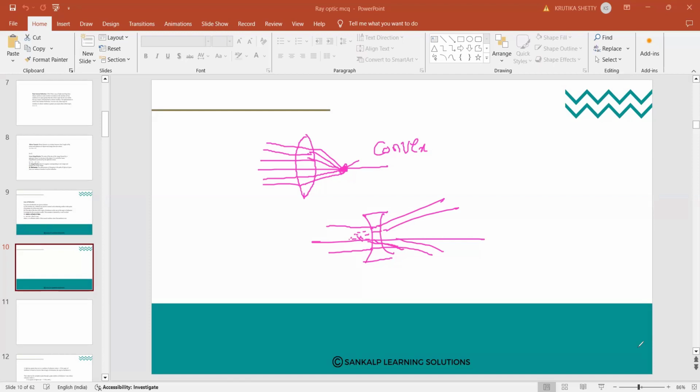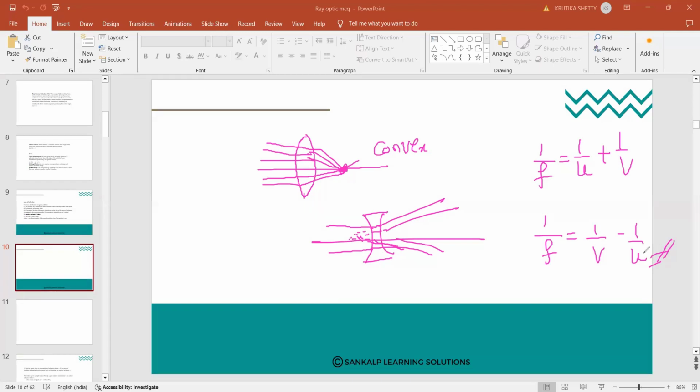And here the lens formula, not lens makers formula. The mirror formula we learnt is 1 by f is equal to 1 by v plus 1 by u. Similarly, the lens formula is given by 1 by f is equal to 1 by v minus 1 by u. So this is the lens formula, and above is the mirror formula. The terms have the same meaning. f is the focal length, v is the image distance, u is the object distance.